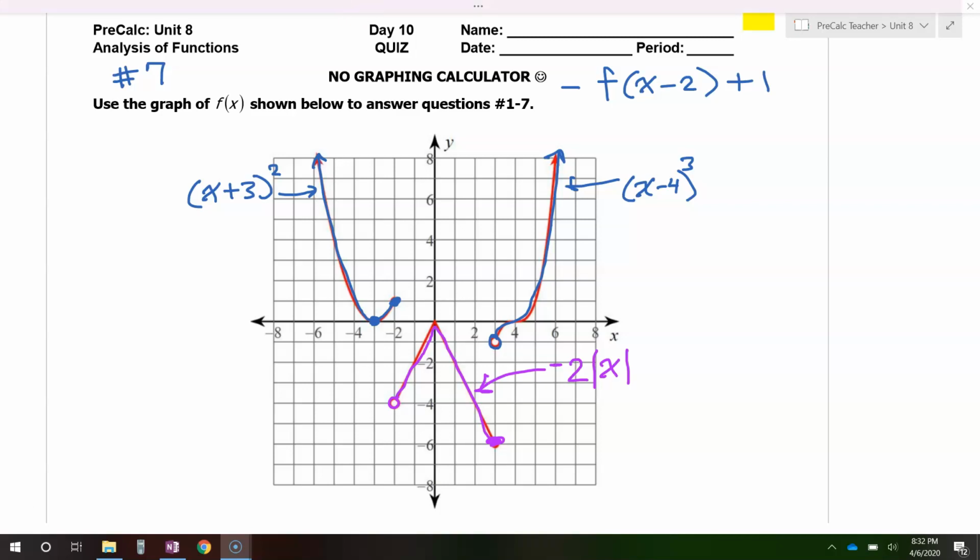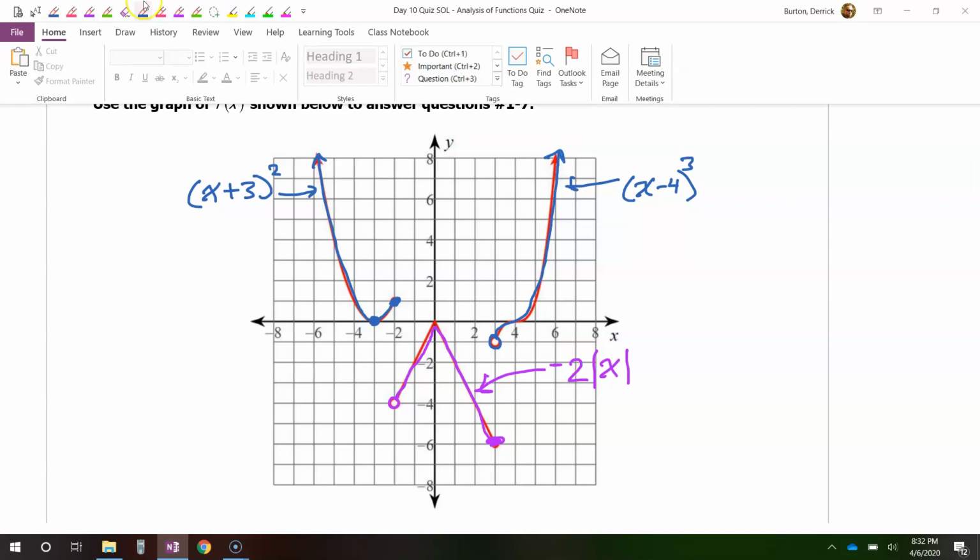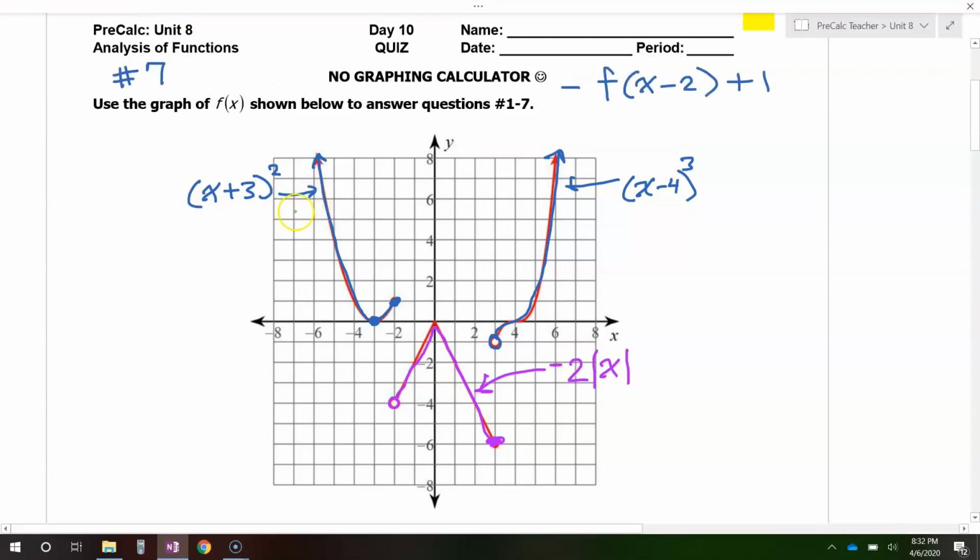Let's take it one piece at a time. Let's start with this function over here, x plus 3 squared. That's what this function is over here. We're going to do the key values, which are here and here. All right, so we will do the transformation using these 4 values.